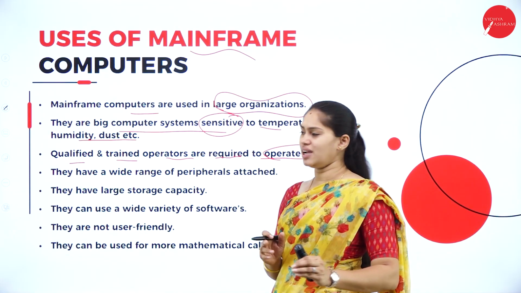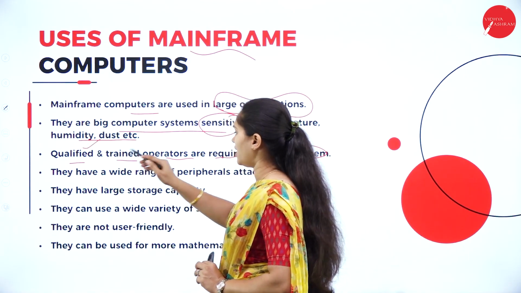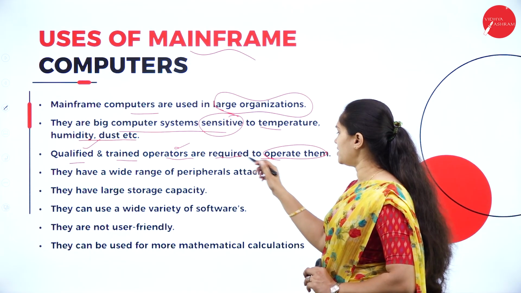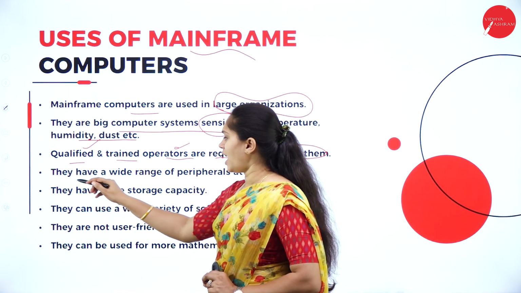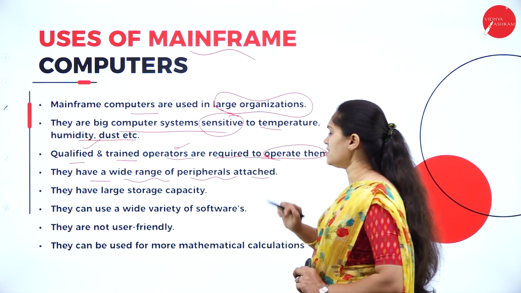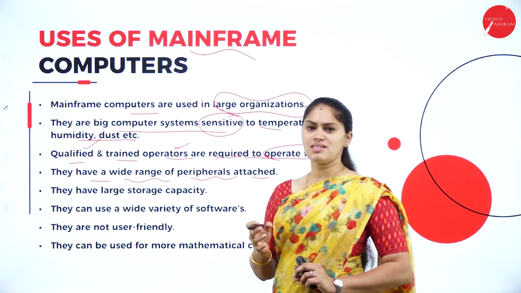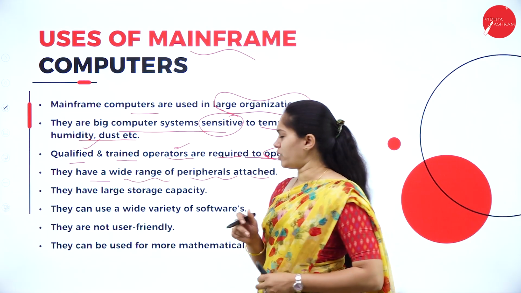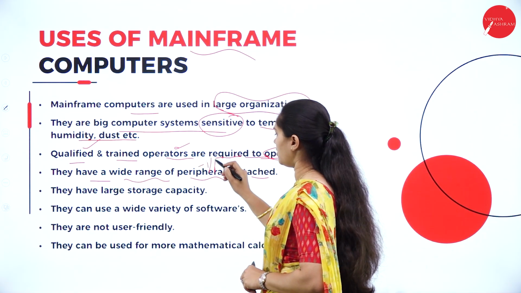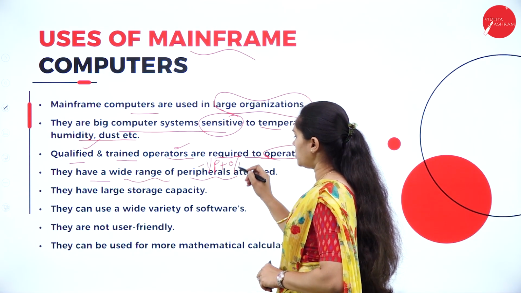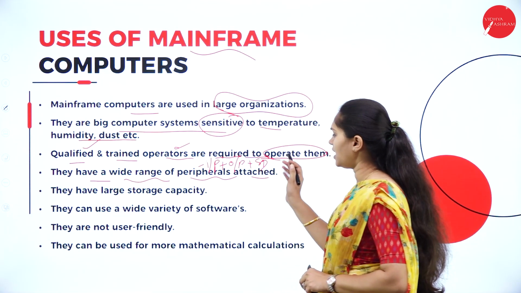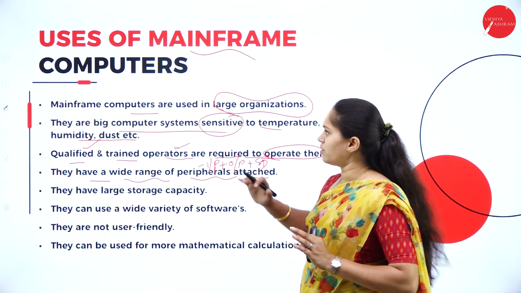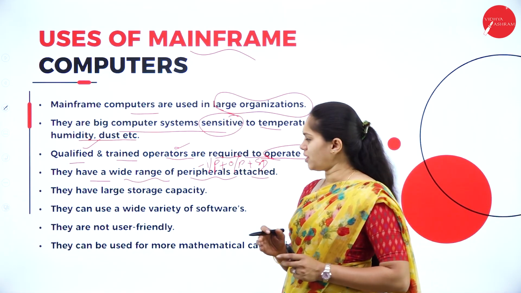So we require training and qualified operators in order to work with this mainframe computer, and they have a wide range of peripherals attached. Peripheral means what? It is the combination of input, output and storage. If it consists of input, output and storage devices, then together we call it a peripheral. The number of peripherals will be more in this mainframe computer.